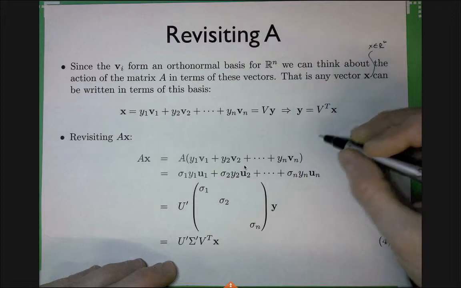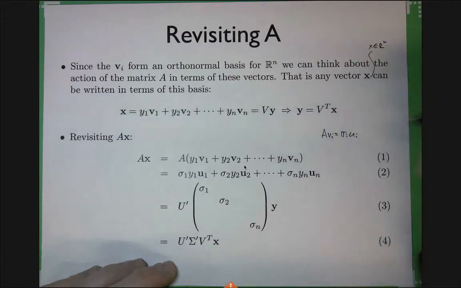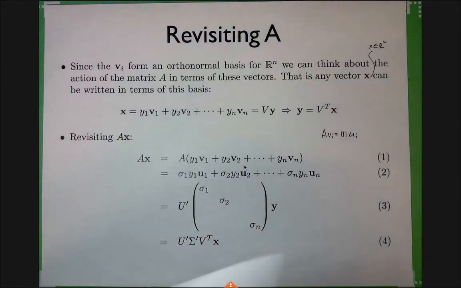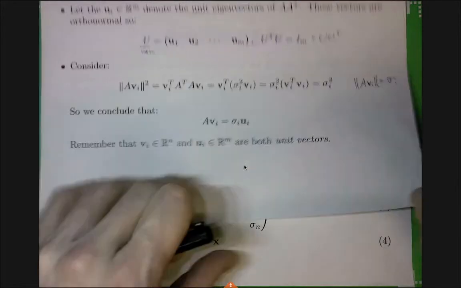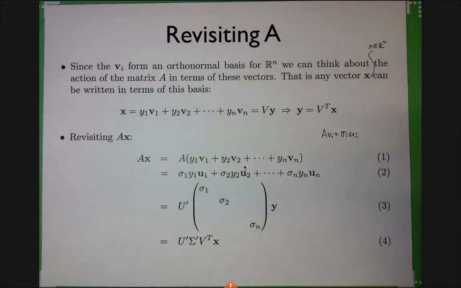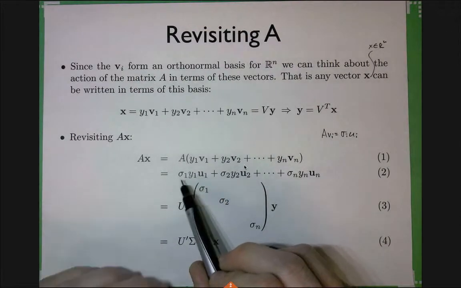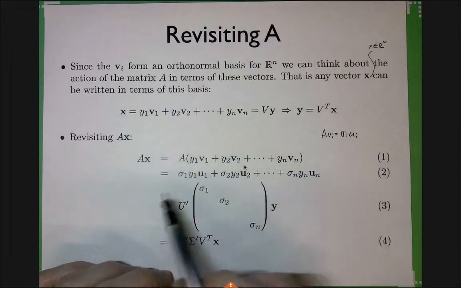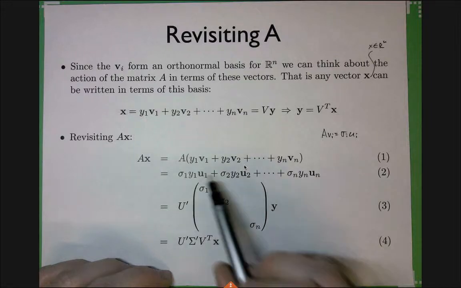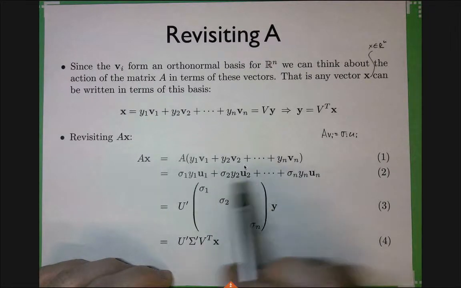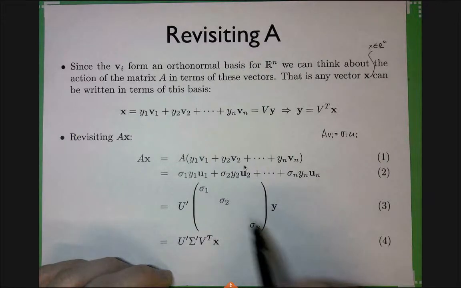And I know that AVI gives me sigma I UI, right? That's what I ended with on the previous slide, that AVI is sigma I UI. So I use this here, and I get that this is the action of A on X, which in matrix form, if I put all these vectors U in a matrix U prime, I can write it like this, right?